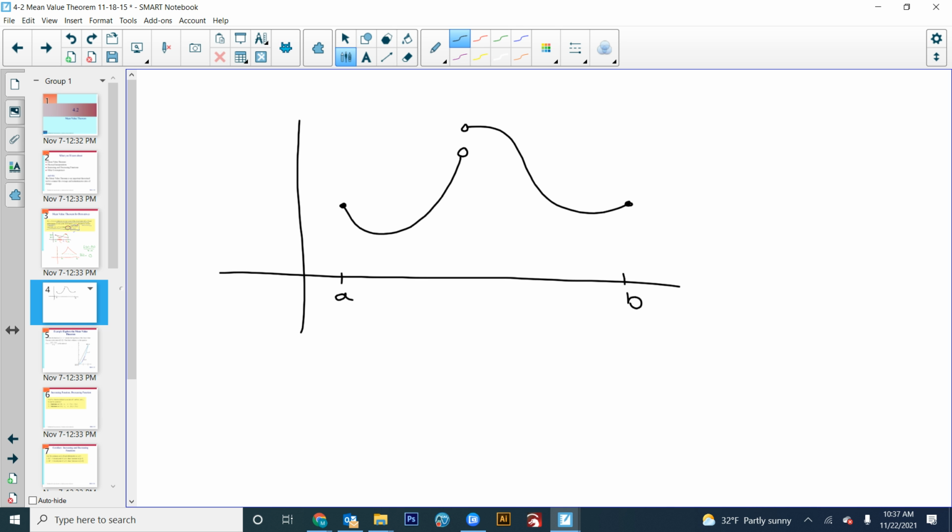What's the average rate of change on this interval? 0. Yes? Does the mean value theorem apply? Ooh, careful. It does. Let me back up. Is the hypothesis of the mean value theorem met? No. This is not continuous. It is not differentiable. Could the conclusion still apply? Is there ever an instantaneous rate of change of 0? Possibly. Yes?